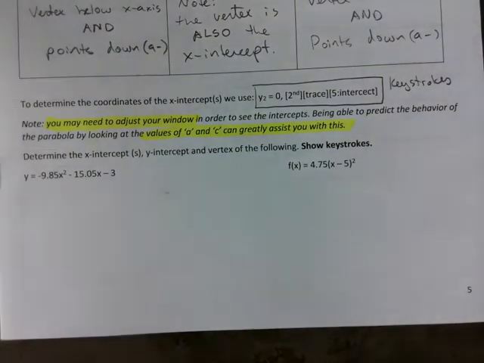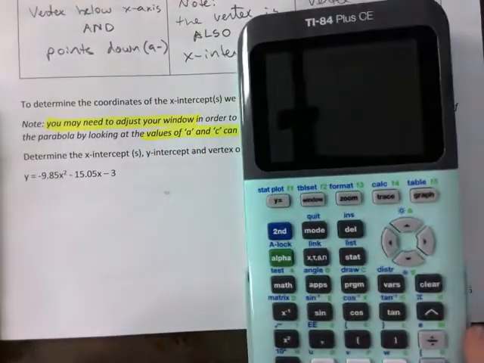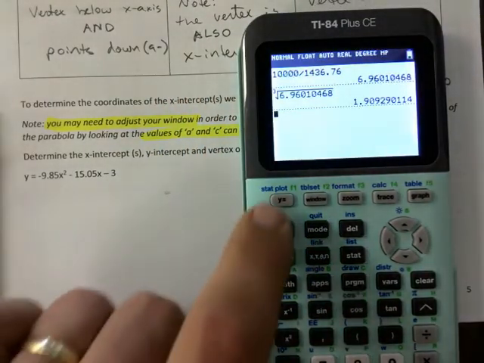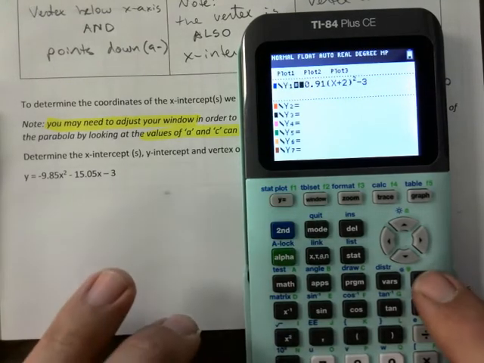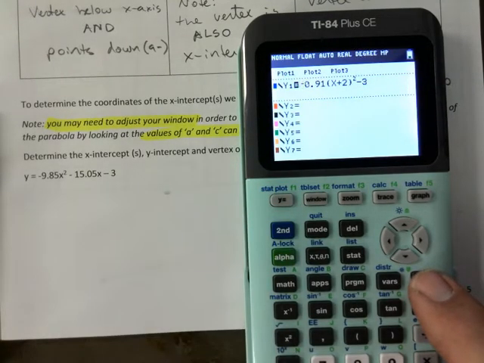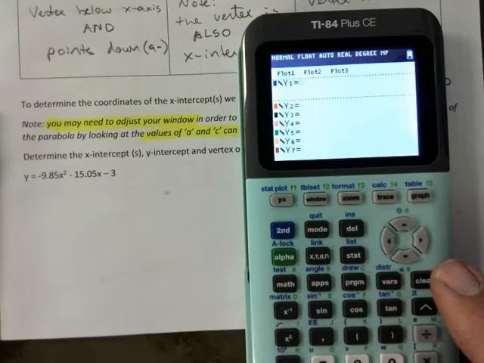So come with me, grab your calculator, join me for this ride. So let's press Y equals here and clear everything that's on there. I know I told you to type stuff in there earlier. We're going to clear this.